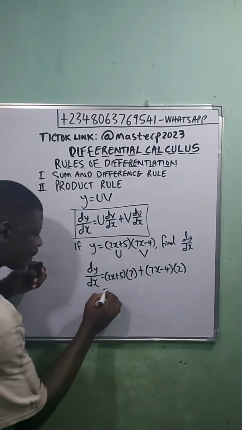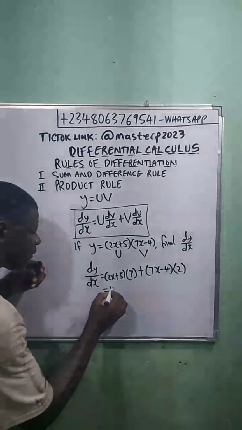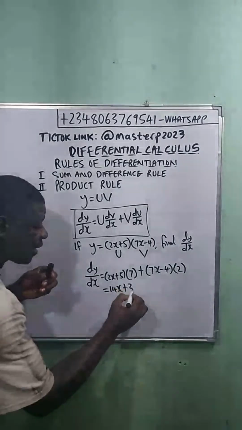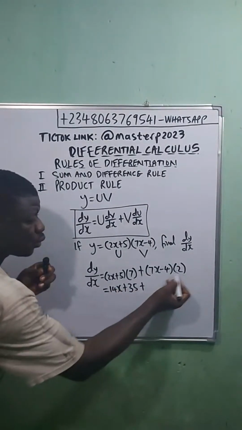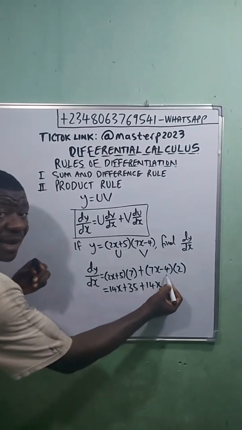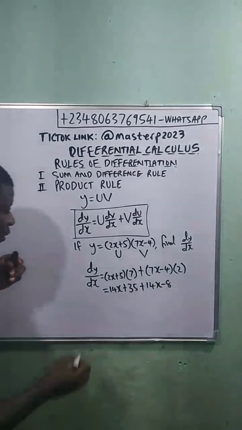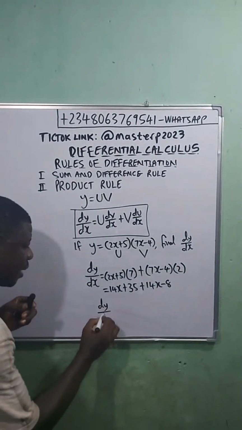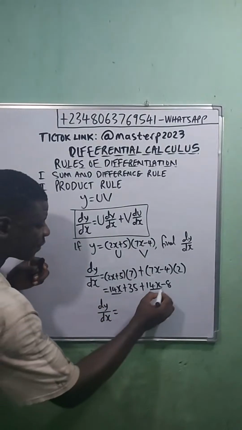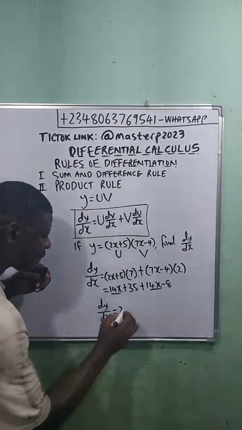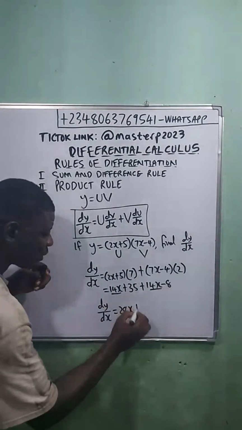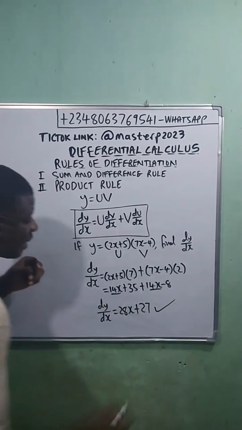So open out. 7 times 2x will be 14x. Then 7 times 5 is 35. 2 times 7x will be 14x. Then 2 times minus 4 will be minus 8. So this will give me dy by dx equals 14x plus 14x will give me 28x. 35 minus 8 will be 27. And that becomes the answer to the question.